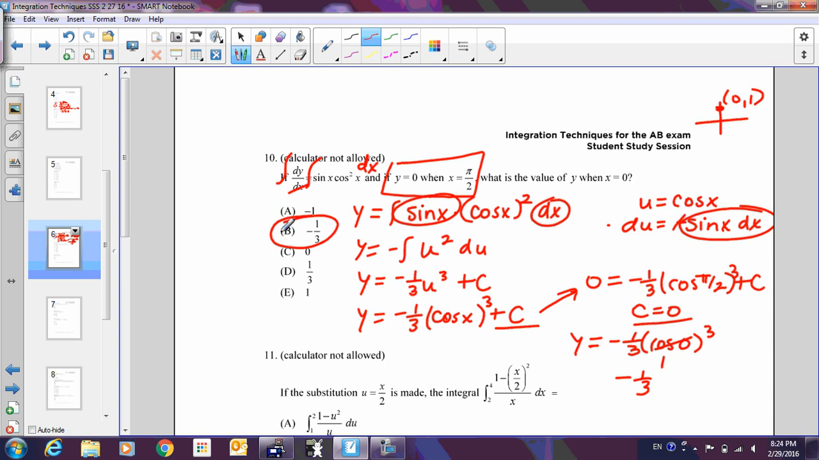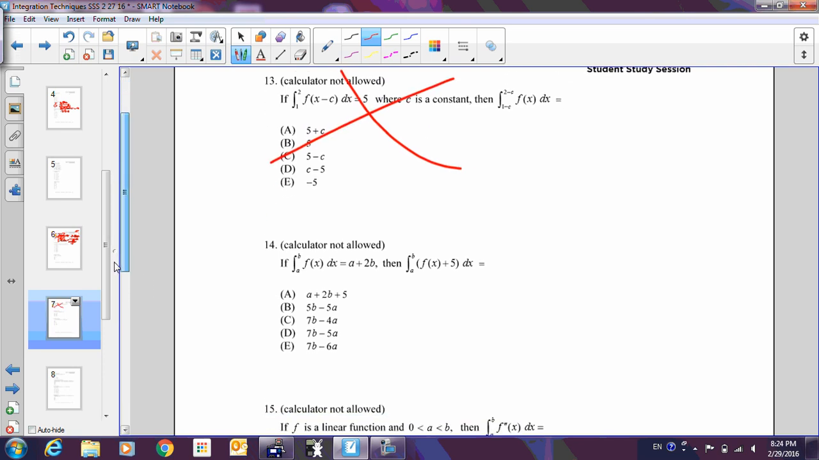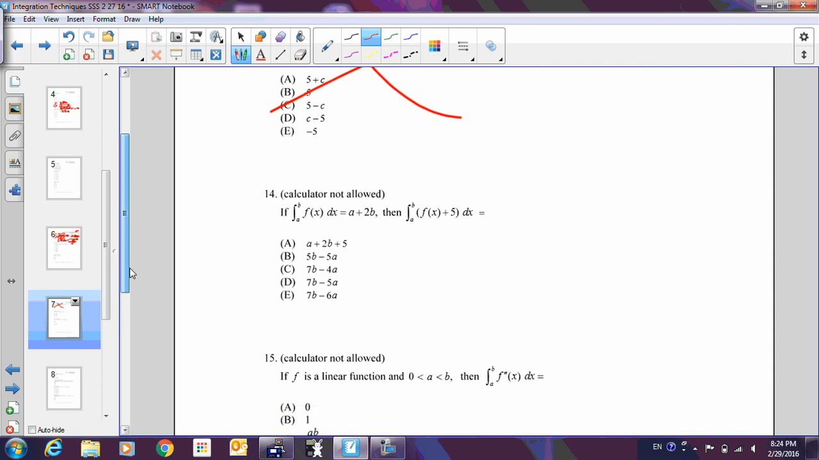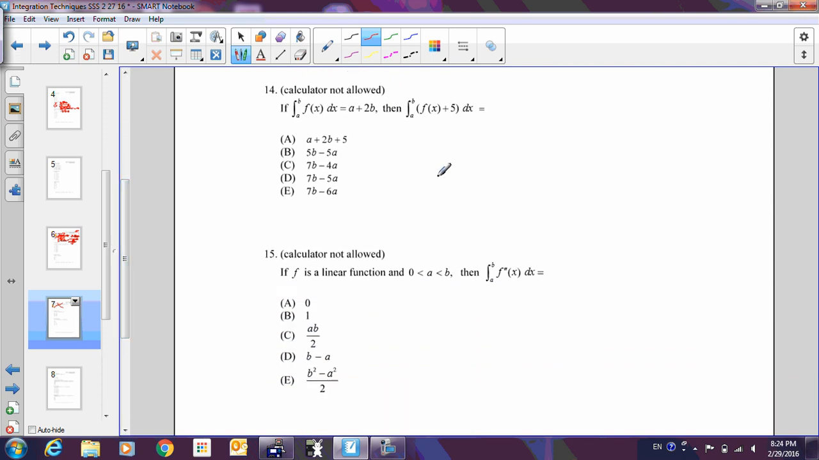Alright, you're going to do 11 and 12 on your own. I'm going to have you skip 13. Not a bad problem. This is one of the longer packets. Okay, 14, let's do this one together. So this is kind of similar to that 13. They give us some information here, but then what we really want to know is, what is this equal?